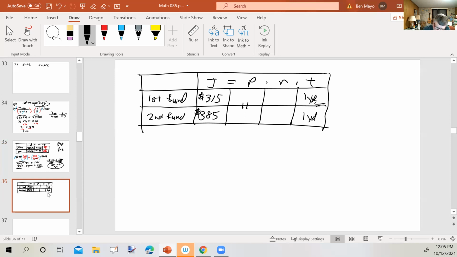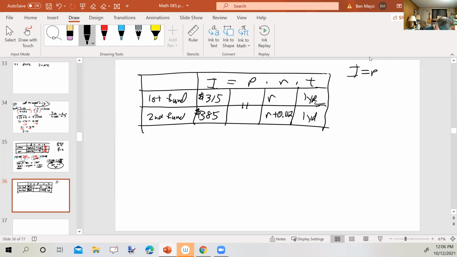Okay, so consider this. If they're both put in the account for 1 year and they're the same amount of money, wouldn't the one that makes more interest be the higher interest rate? And it says that the rates differ by 2%. So if this is R, this would be R plus 0.02. Recall from yesterday, I'm converting 2% into a decimal. Okay. Now, the principals are the same.